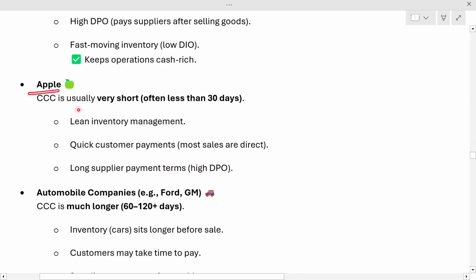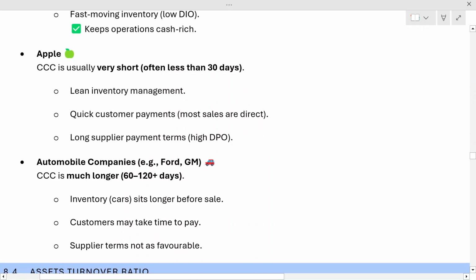Apple also has a very low cash conversion cycle. Why? Because they have very little inventory, they don't want to hold more mobile phones so that they become obsolete. Customers don't buy on credit, people love iPhones, right? So they go and buy it very quickly. And finally, long supplier payment terms are there, they pay suppliers after a longer delay, which makes their cash conversion cycle very efficient and effective.